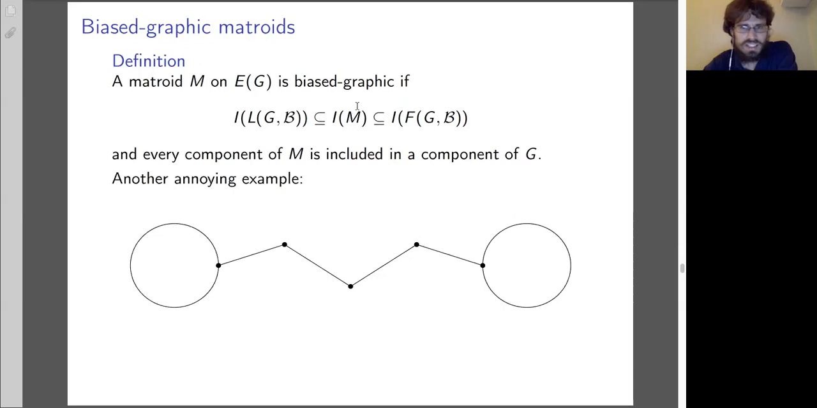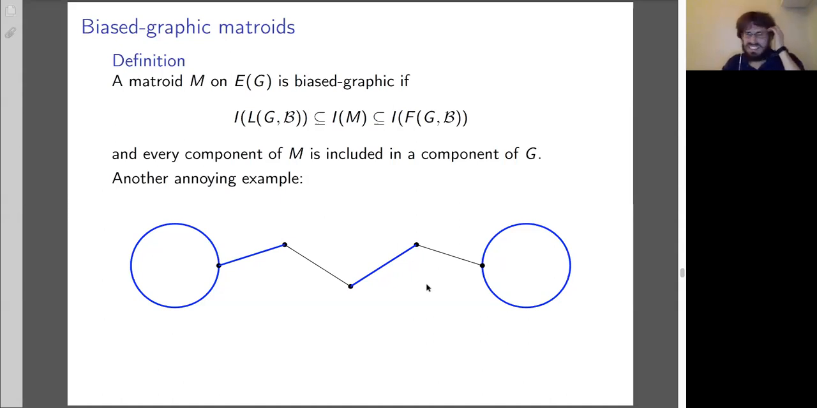But we can satisfy those 2 conditions by taking the matroid which has just one circuit, namely this set of edges, or any set of edges that contains both of the loops. I mean, you can take whatever subset of the path you like. So this looks a bit ugly.